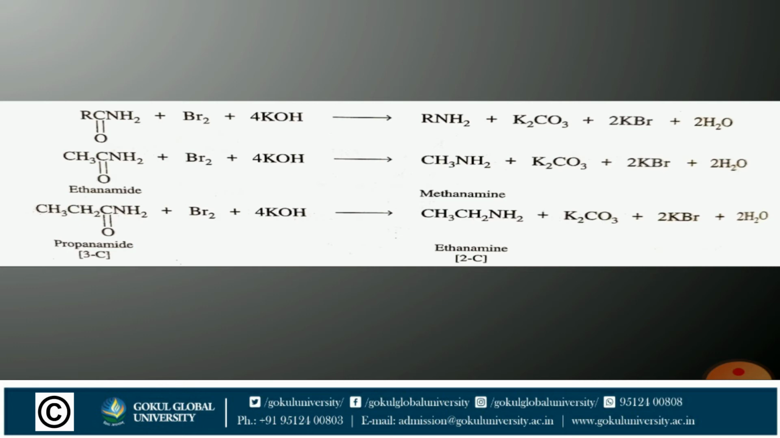Here in these three examples you noticed something. After seeing these examples we can say that in the Hofmann reaction we get amines from amides, but the amine has one less carbon atom as compared to the starting material amides. So let's go for the mechanism.